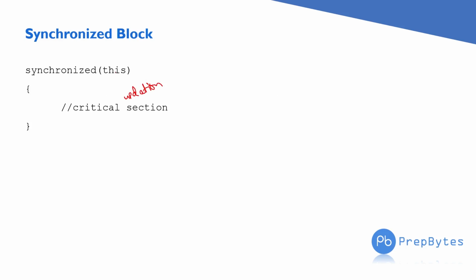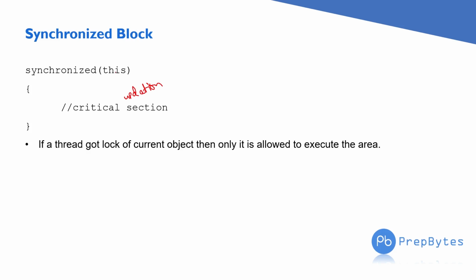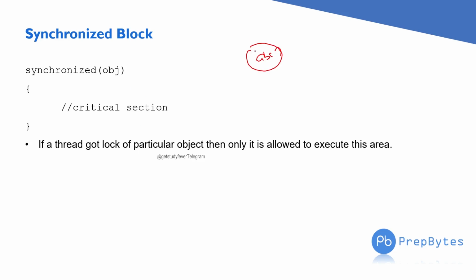Okay, so if I write synchronized(this), what is the meaning of this? If a thread got the lock of the current object, then only it is allowed to execute this. Fine. Next point is, if a thread gets the lock of a particular object, then only it is allowed. So for example, I have an object ABC and another object of the same class, ABC1. Now T1 comes to ABC and it has the lock of ABC1. So if I write ABC1 here, what will happen? These lines of code will be able to execute, because T1 contains the lock of ABC1. So if a thread got the lock of a particular object, then it is allowed.